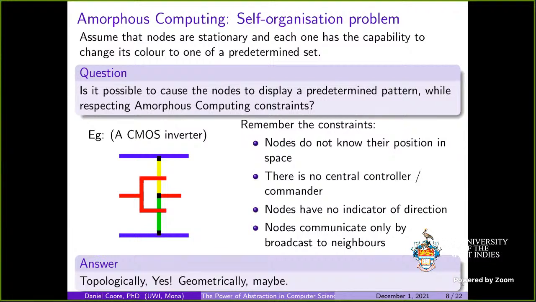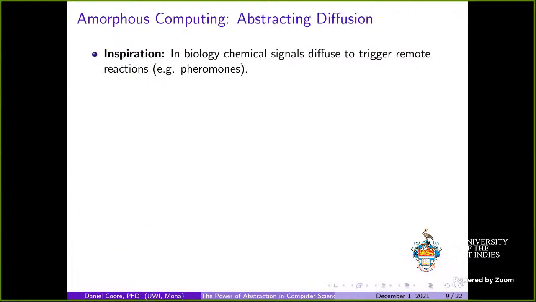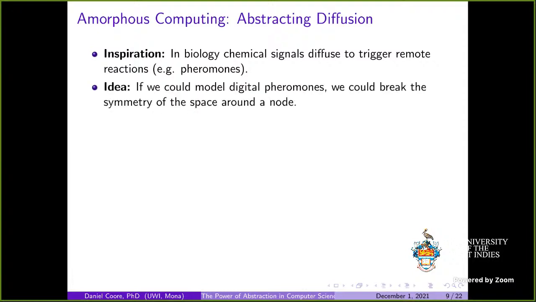Now, let's take a look at how this is going to work. And what I'm going to do is highlight where abstraction came into play. So it started off with an inspiration. We noticed that in biology, chemical signals diffuse to trigger remote reactions, like pheromones, for example. And so the thought was, what if we could model digital pheromones?